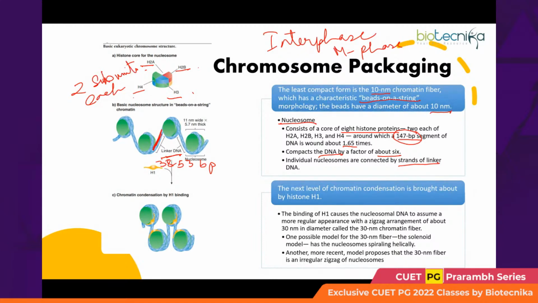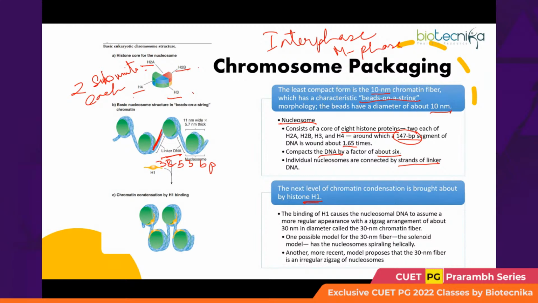Okay, now the next level of chromatin condensation is brought about by another histone molecule called H1. Now this H1 is not a part of the nucleosome core. All right, it will come from outside. Okay, a single H1 molecule will bind both to the linker DNA at one end of the nucleosome as well as to the middle of the DNA segment wrapped around the core histones.